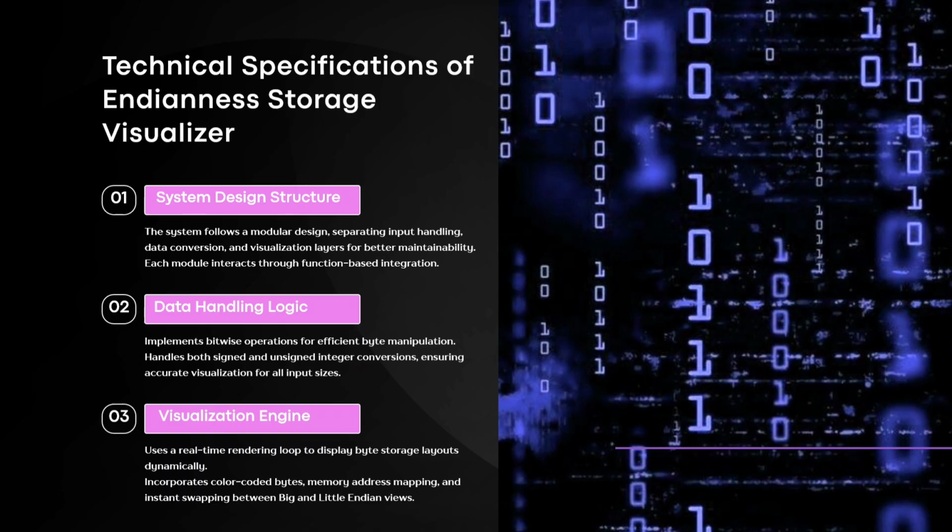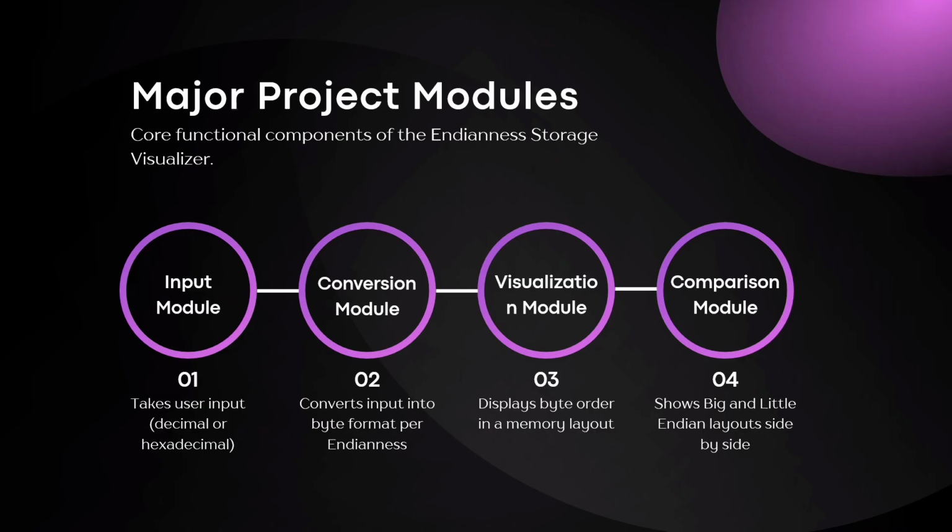Input layer handles and validates user data. Conversion layer performs byte swapping and logic. And visualization layer dynamically displays color-coded blocks. Together, they create a real-time interactive view of how memory stores data differently in big and little endian formats, turning a completely complex topic into a clear visual experience.